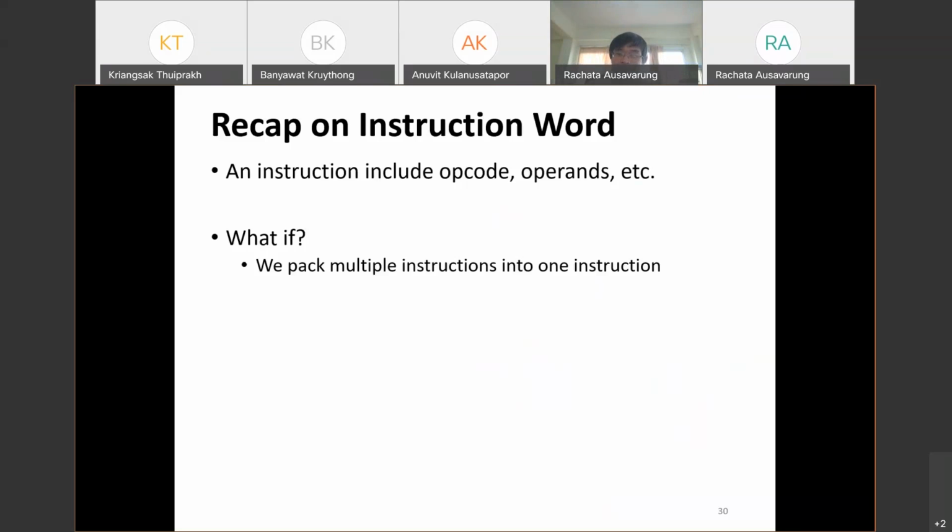We can pack 2 or 3 or 4 instruction into one single instruction that you fetch. This is different from SIMD. SIMD is one instruction that look exactly the same. Add. Over here is 4 different instructions, but we fetch them all together. Any questions so far?